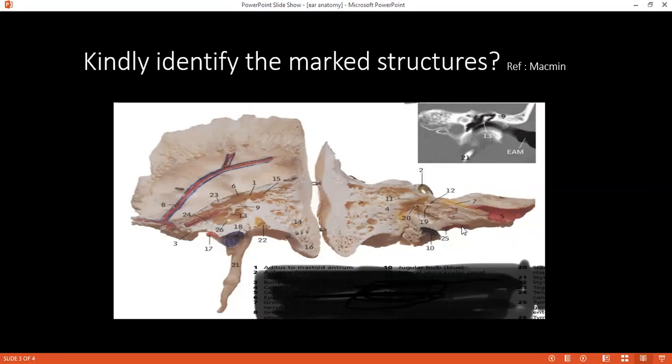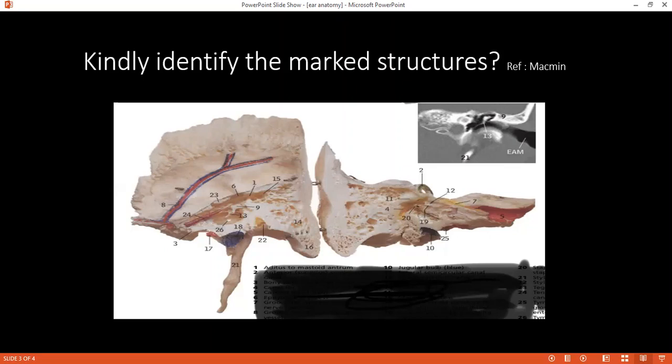25, if you can identify, please. It's the carotid artery. 5, please. Internal carotid. 5. That is a foramen lacerum, ma'am. 7. It's the lesser petrosal nerve entering from the anterior end. Here is also one yellow, number 4. Yes, ma'am. It's nerve to stapedius, chorda tympani nerve.